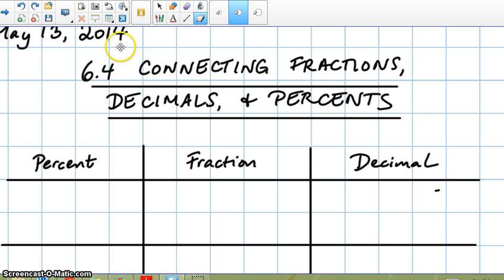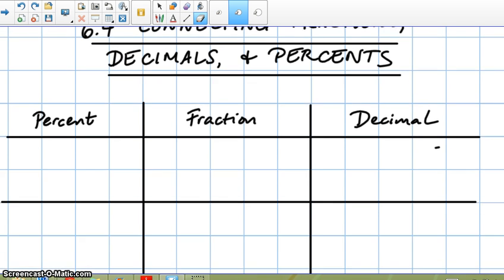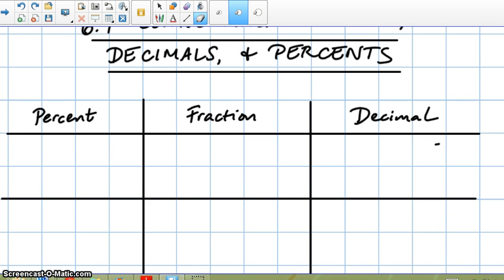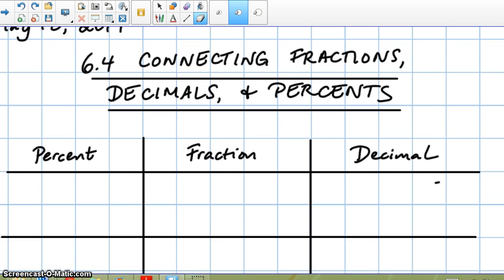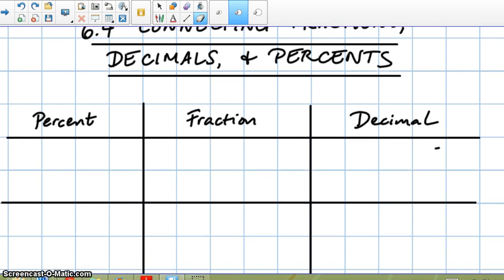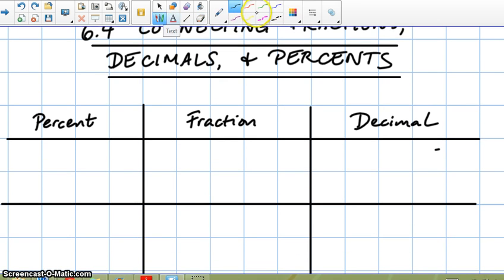Make sure you record today's date as well as the title, and then what you want is a 3x3 chart. On the left hand side is percent, the middle is fraction, and the right hand side is decimal. Now I'm going to continue, so again, if you need to pause it, please do that now. So what we're going to work with in the chart here are equivalent forms. So suppose I gave you in the first row the percent that you're going to work with is 5%.